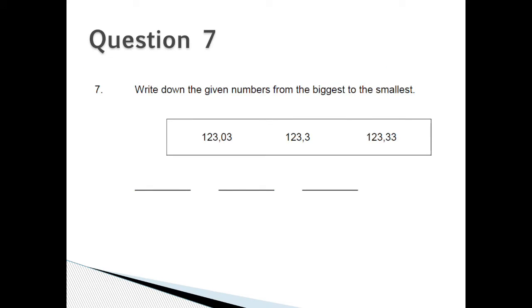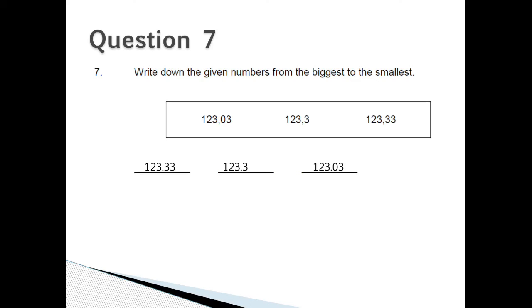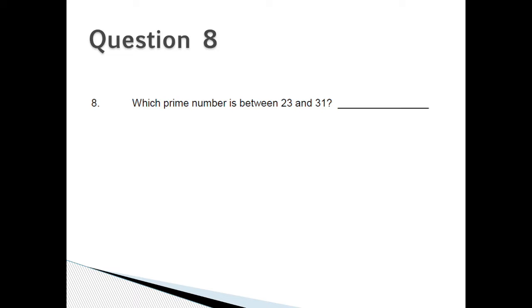Question 7. Write down the given numbers from the biggest to the smallest. You have 123.03, 123.3, and 123.33. From the biggest to the smallest, it is 123.33, 123.3, 123.03.